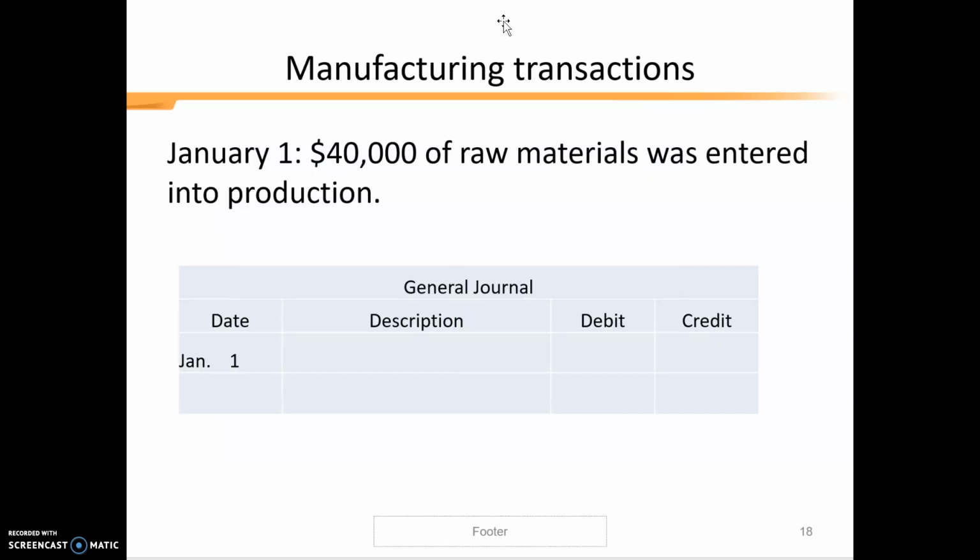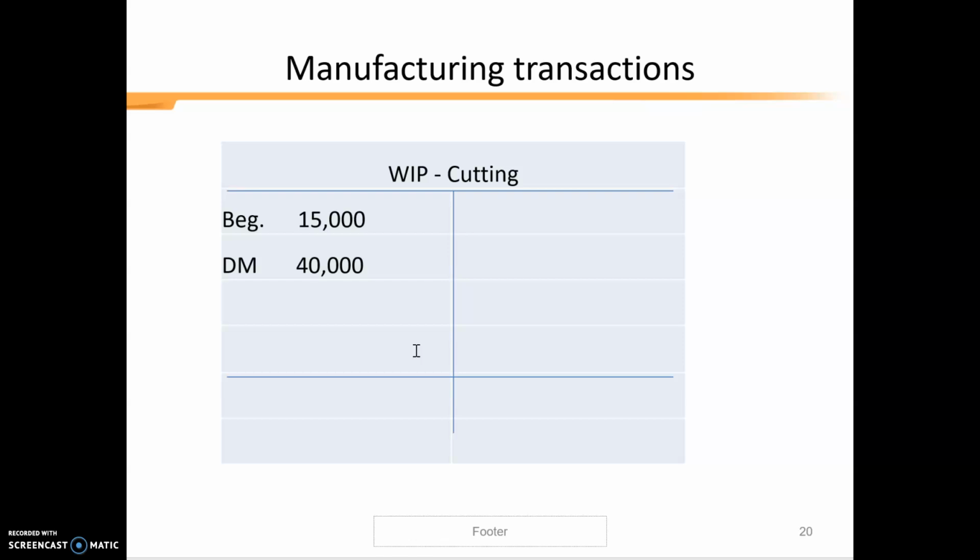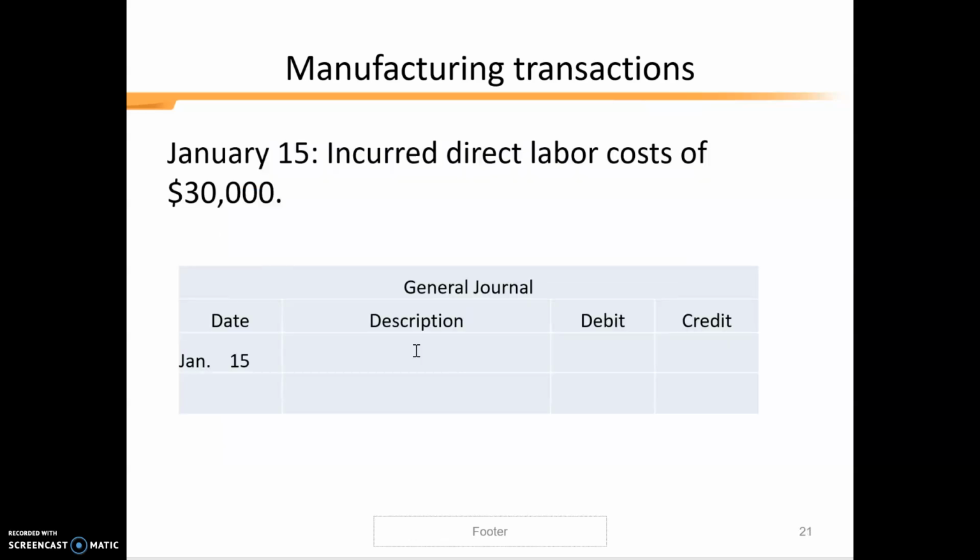And we start off where 40,000 of raw materials were entered into production. So we learned this journal entry back in job costing. When we take the raw materials, inventory goes down with a credit. We debit the work in process cutting department inventory account. And so when we look at the work in process cutting, now we've got a debit of 40,000 to the work in process cutting account. We can see the new balance.